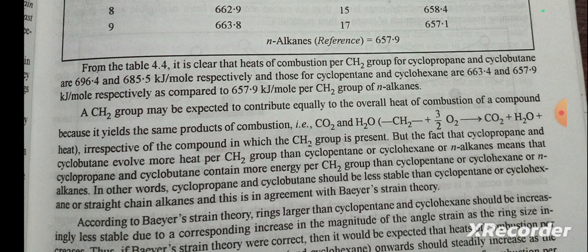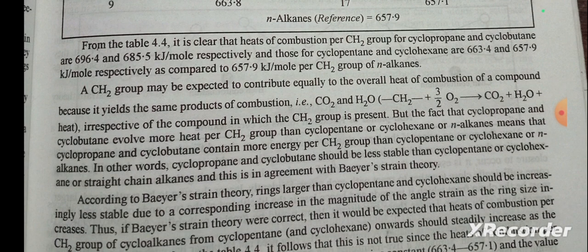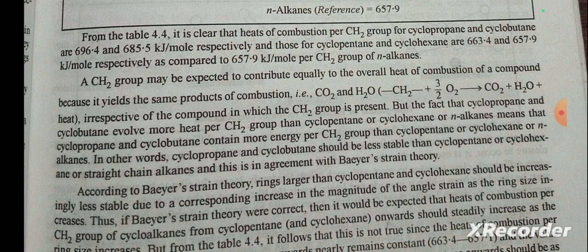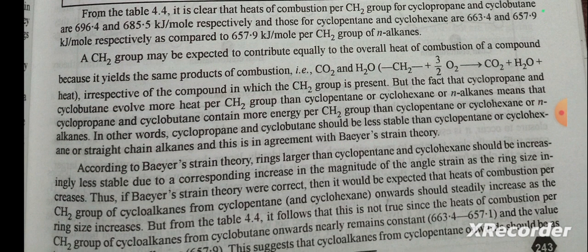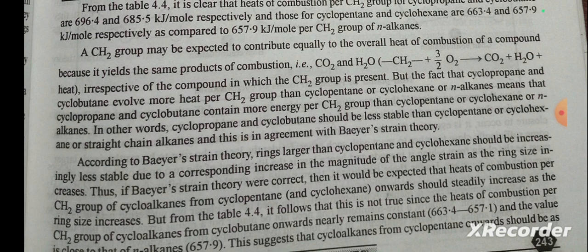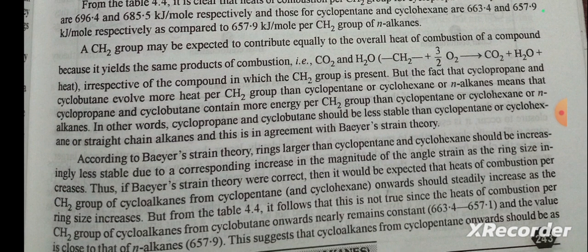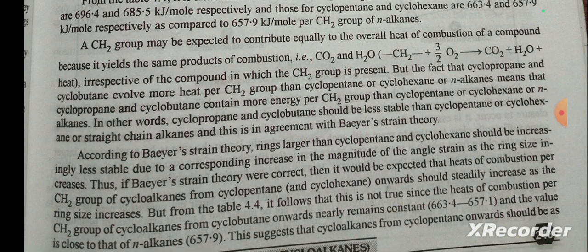696.4 and 685.5 kilojoules per mole. Likewise, those for cyclopentane and cyclohexane are 663.4 and 657.9 kilojoules per mole, respectively, as compared to 657.9 per CH2 group of an alkane. A CH2 group is expected to contribute equally to the heat of combustion of a compound because it yields the same products of combustion, CO2 and H2O.